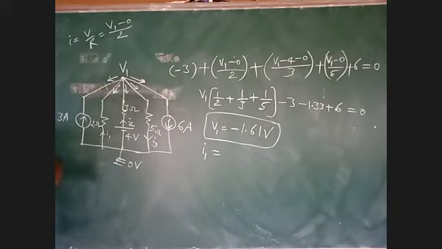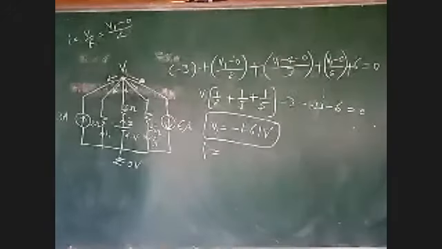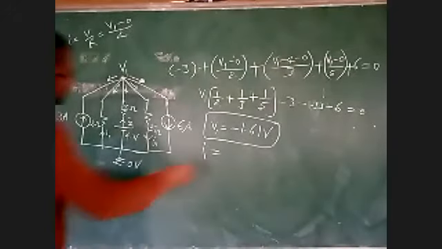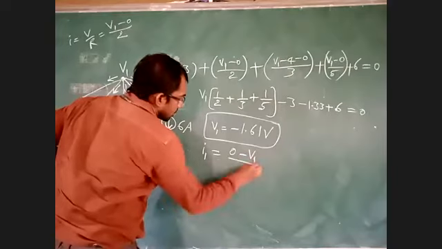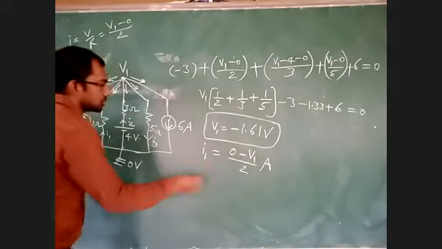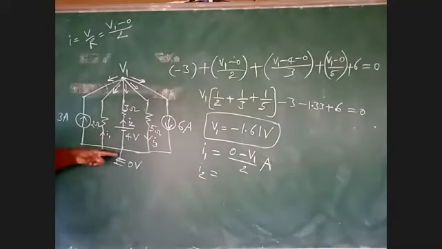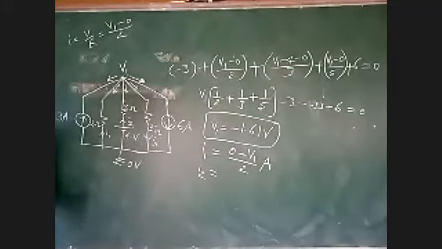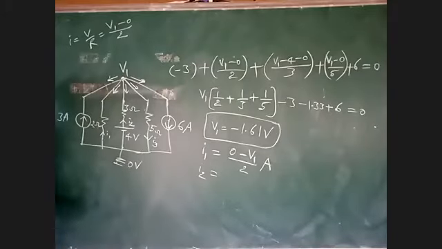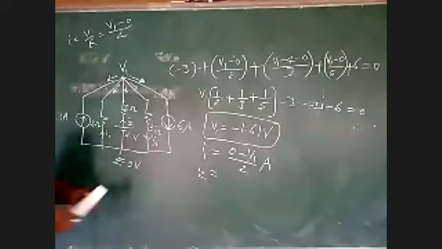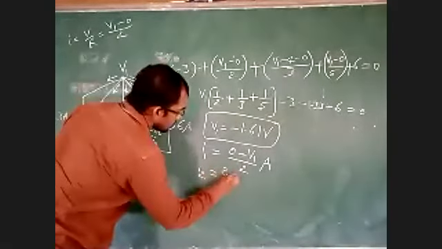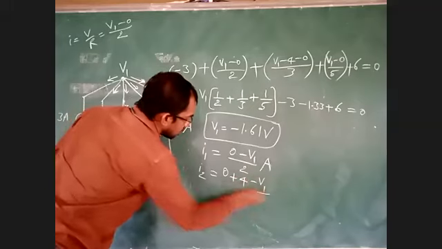What will I write for I1? 0 minus V1 by 2. V1 will go. Okay. Similarly, I2. What will I write for I2? It is flowing from 0 to V1. What will I write? 0 plus 4 minus V1 by 3.